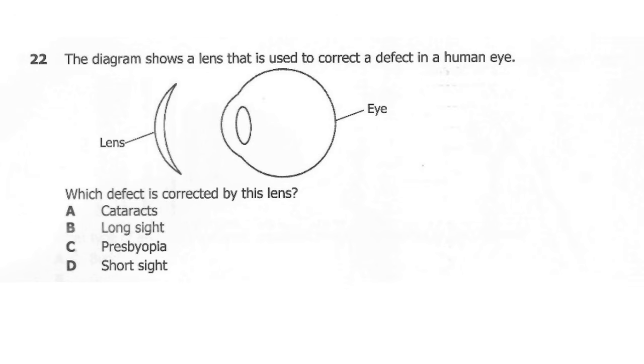Question 22. The diagram shows a lens that is used to correct a defect in a human eye. What defect is corrected by this lens? A. Cataracts. B. Long sight. C. Presbyopia. D. Short sight. Drop your answer in the comment section.